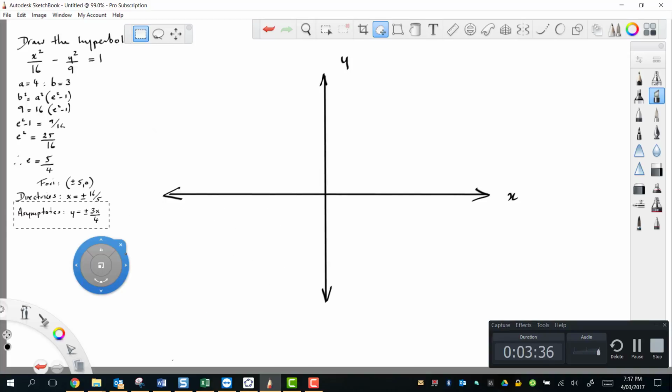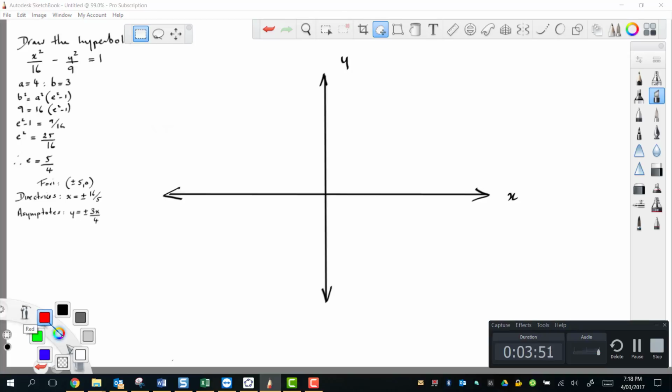All right, so the way to start drawing is to draw a rectangle first. We'll just mark out a and b on each of the axes. I might just change the color. a is 4, so let's make that 4 and -4, and 3 and -3. And so we'll draw a rectangle.